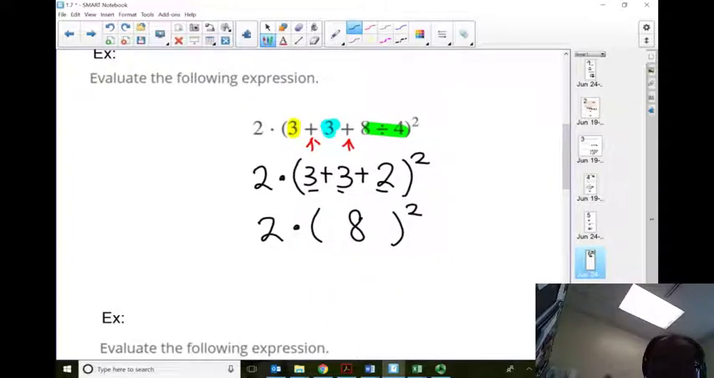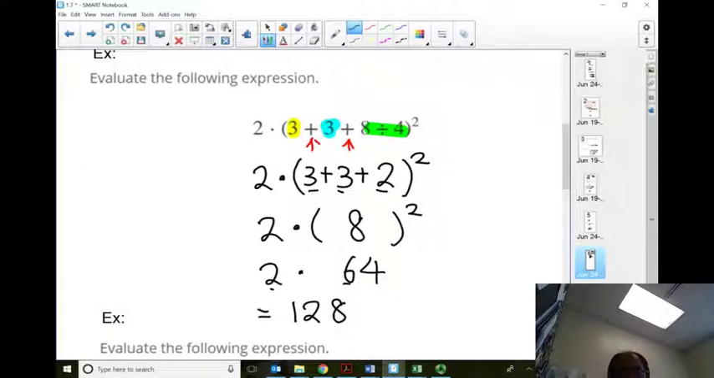All right, so now, according to order of operations, I got to do exponent before I can multiply. So 8 squared is 64. So now 2 times 64, that will be 2 times 4 is 8. 2 times 6 is 12. 128 is my answer. Okay, break them down, break them down.